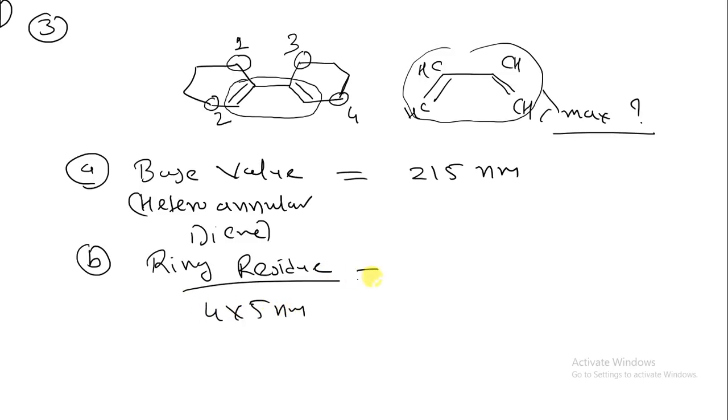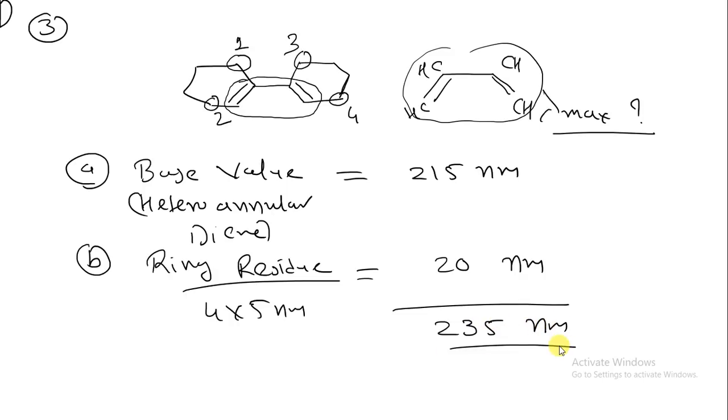So I have to consider 4 into 5, so there will be 20 nanometer. So in total we have 235 nanometer. So this is our lambda maximum calculation. Here there is no exocyclic double bond, no extended conjugation, no substituent. There are only 2 possibilities: first, the base value, and second, the ring residue. So this is our answer, 235 nanometer for this structure.